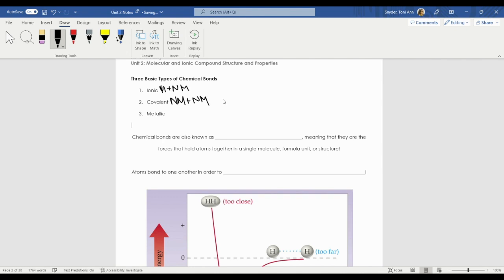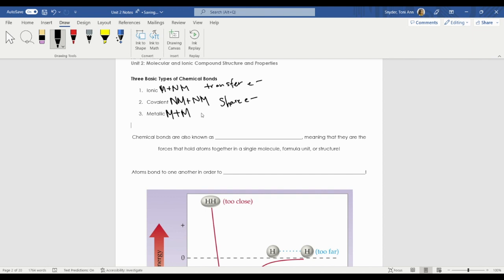That is because they both have similar electronegativities. Neither one of them wants electrons that much more than the other. Therefore, they can both hold on to those electrons, so they will share their electrons. We'll just write share electrons there. Ionic bonds transfer their electrons, whereas metallic bonds, on the other hand, are typically between a metal and another metal.